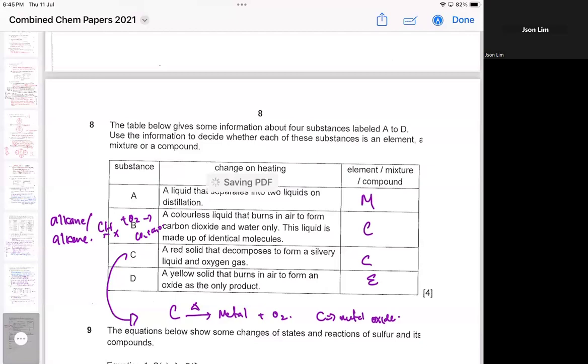All right, if no question. Oh, by the way, D, yellow solid. In the syllabus, there are not many yellow elements. This thing is actually sulfur. Sulfur plus oxygen gives SO2. Yellow solid is actually the element sulfur.